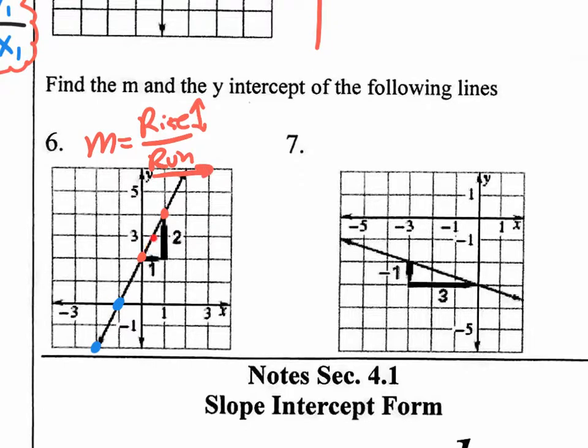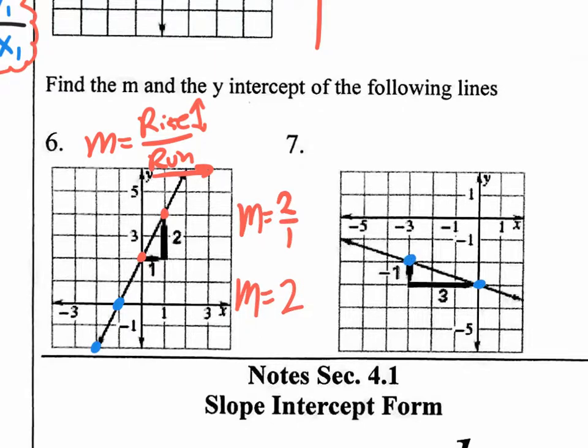So from left to right it's going up how many units? 2 units. It's going over 1. So our slope here, our m, is 2 over 1. Or you could just say m equals 2. I would leave it 2 over 1 though. Rise over run.